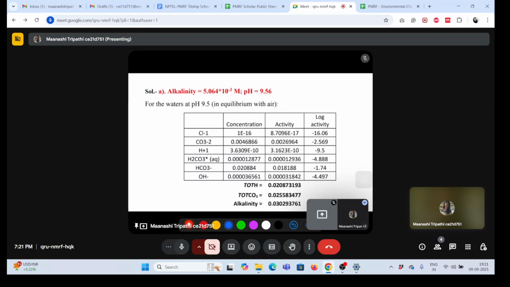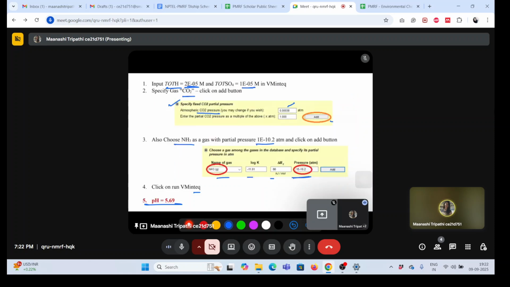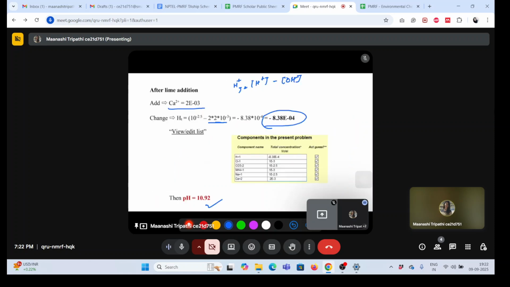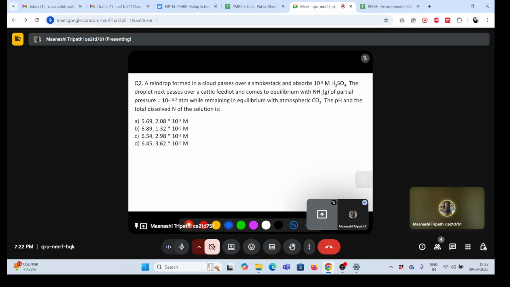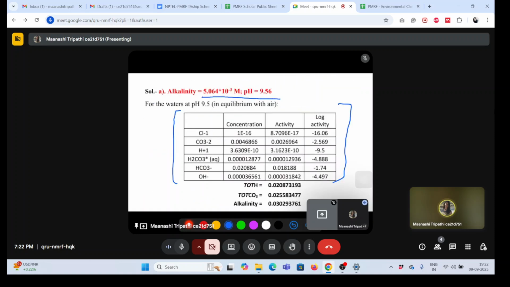We'll see. So alkalinity will come out as 5 into 10 raised to power minus 3 and pH is 9.56. So this is what we are getting from Visual Minteq after keeping all the values. Okay. So like here in this position, we were keeping all the values, right? Here like this. So we can put all the values and this is the thing that we are going to get.